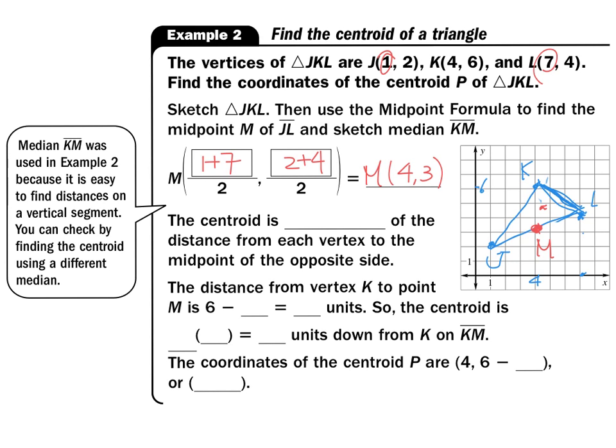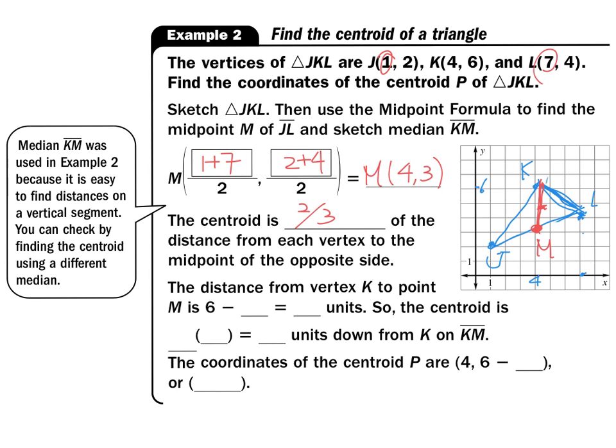Once I have my midpoint, I can connect my vertex K with my M, and then I find the 2/3 point. I should find my P, right? That's because the centroid is at 2/3 of the distance from each of the vertices to the midpoint of the opposite side.